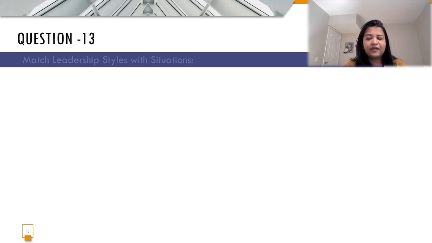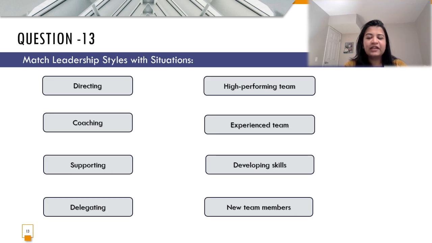In question number 13, we are supposed to match the leadership styles with their situations. Here, we are going to start with coaching. Coaching is you help somebody to develop some new skills. So that's where coaching comes in, developing skills.